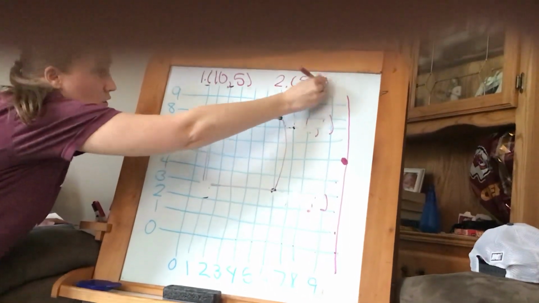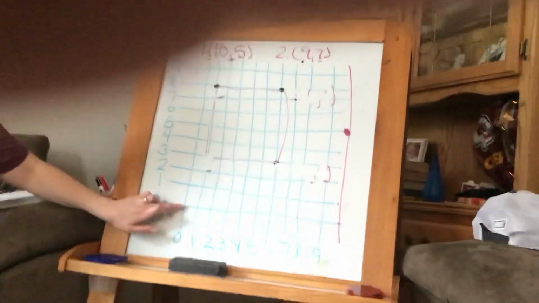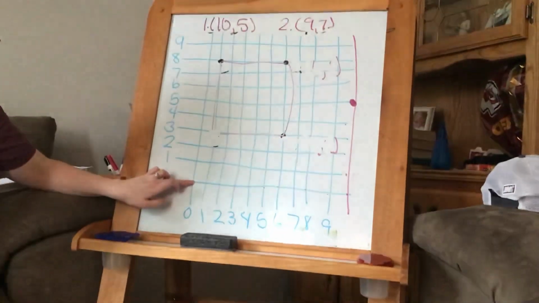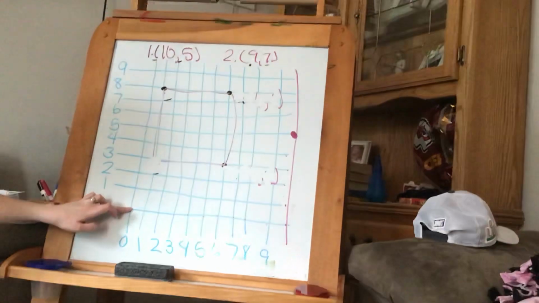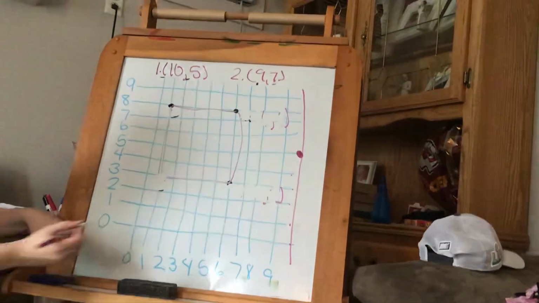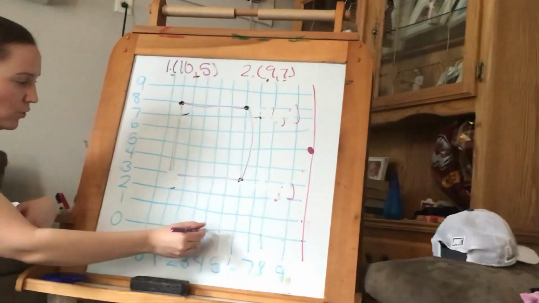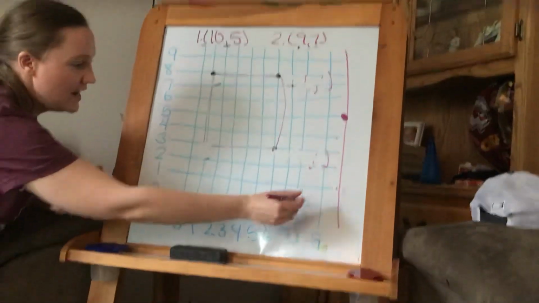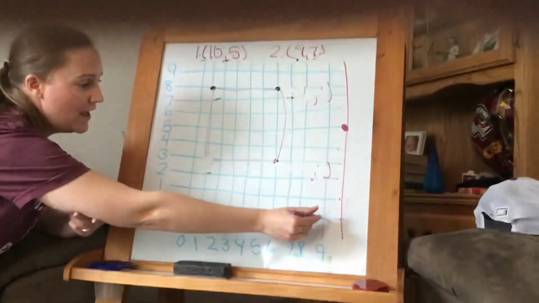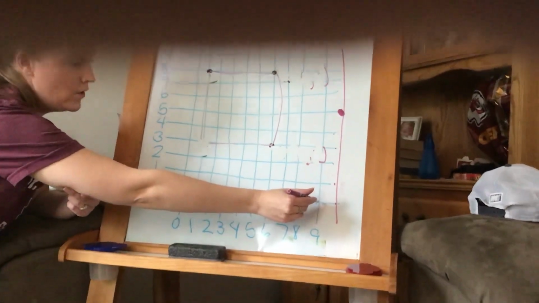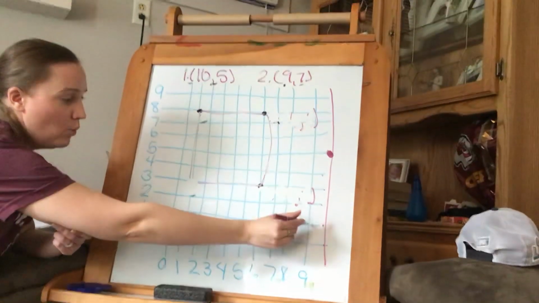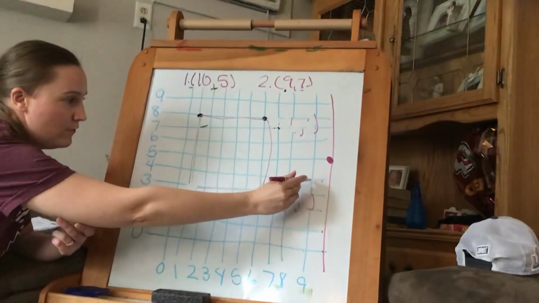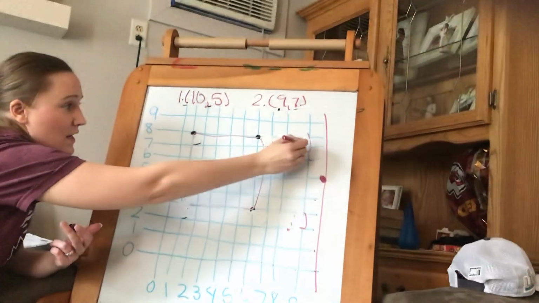Number 2 says 9, 7. So that would mean I'd start back at 0. How many would I go over? Taylor? 9. 1, 2, 3, 4, 5, 6, 7, 8, 9. And then, where do I go now? Up. Up how many? 7. 1, 2, 3, 4, 5, 6, 7.